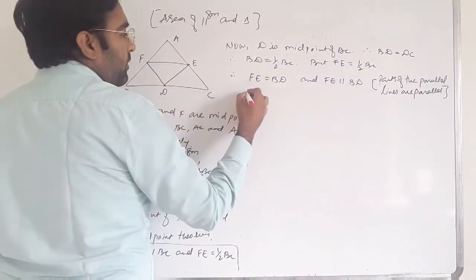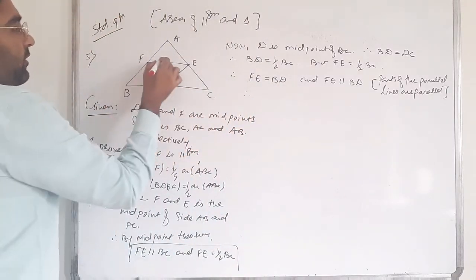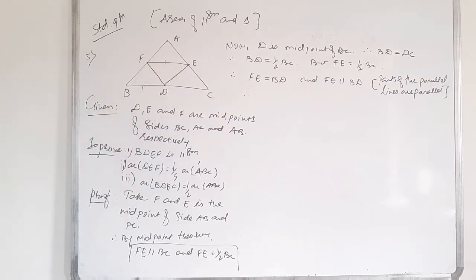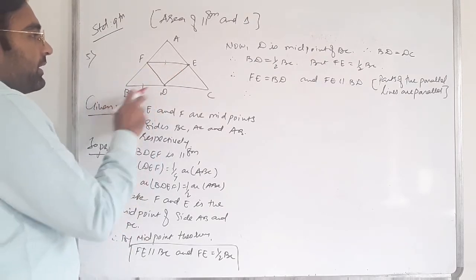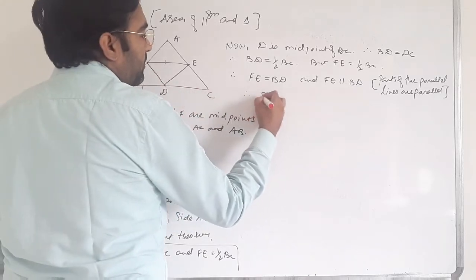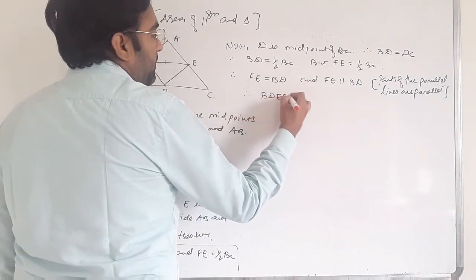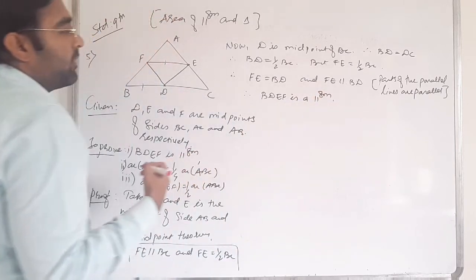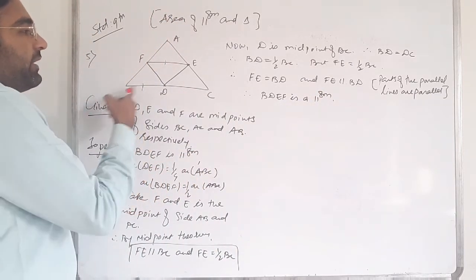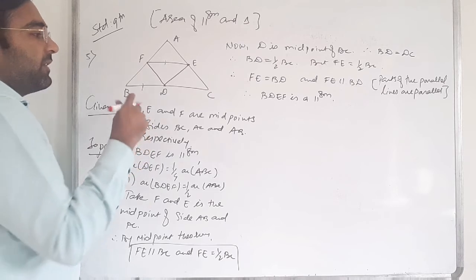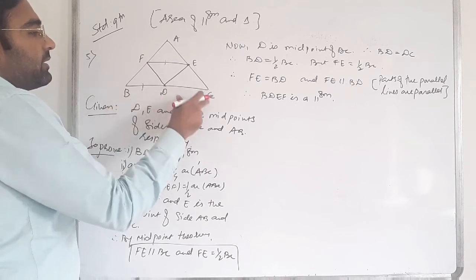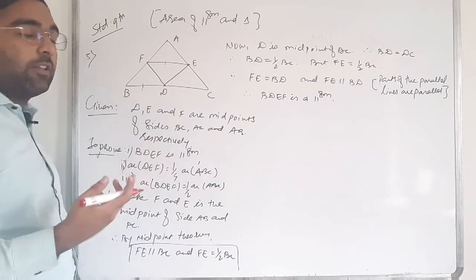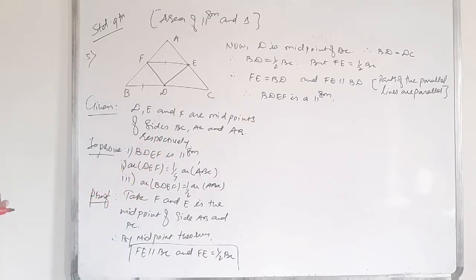So now one pair of opposite sides is parallel and equal, therefore BDEF is a parallelogram. Similarly, we can also say that DCEF or CDFE, any one of them you can say, is a parallelogram.